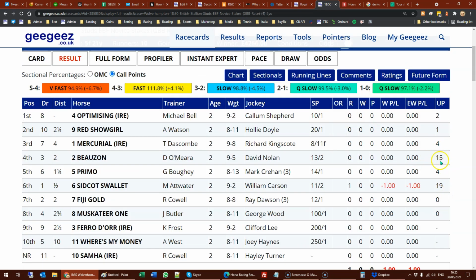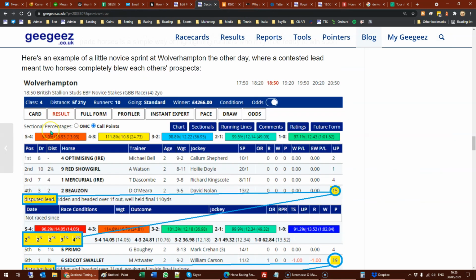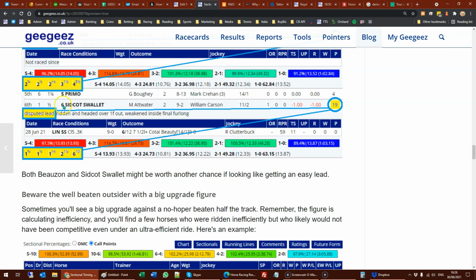But it's these upgrade figures contextualized by understanding why they got that big upgrade, in this case because of a disputed lead. So that's something else to look out for.